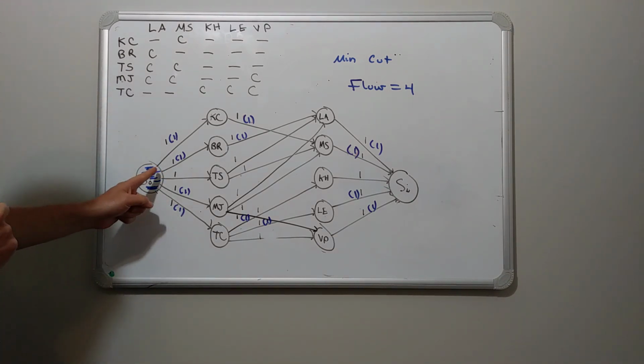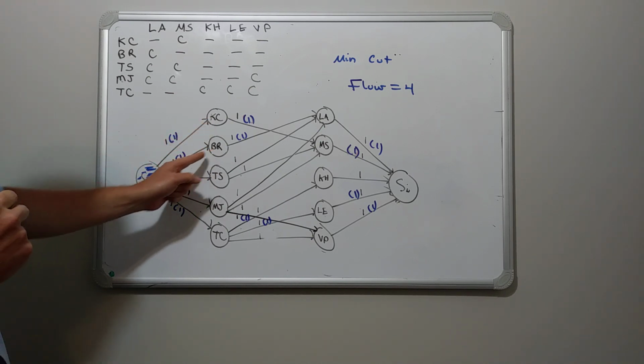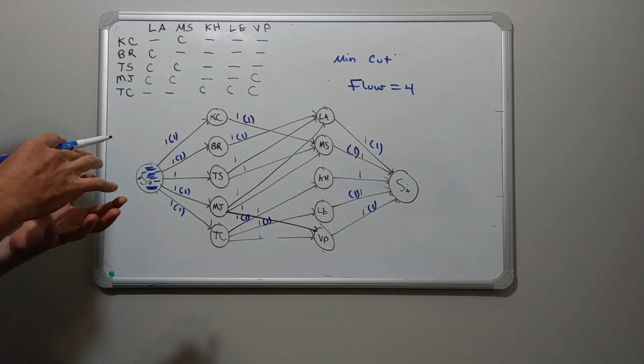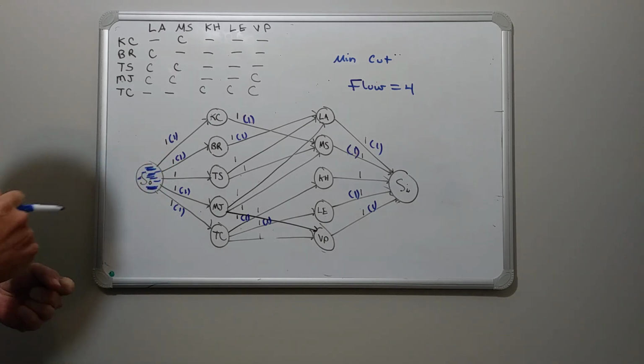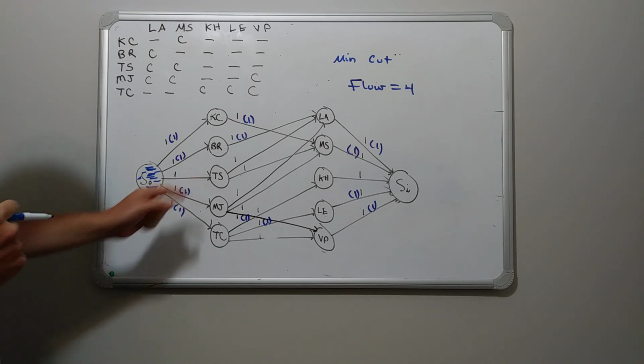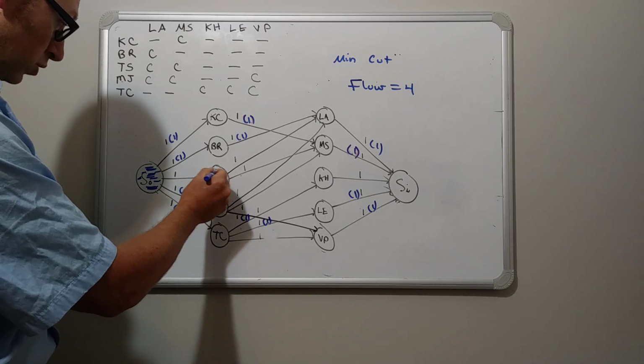Okay. From the source, we cannot go directly to KC or BR because those pipes are full, those connections are full, those arcs are at full capacity. The only one we can get to directly is TS. So TS is by definition reachable. We can reach it.